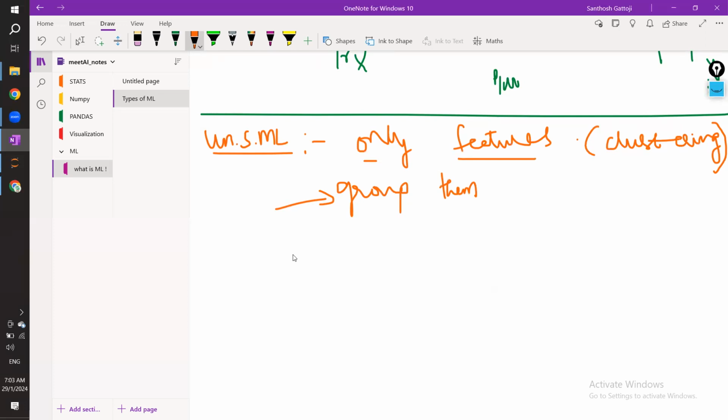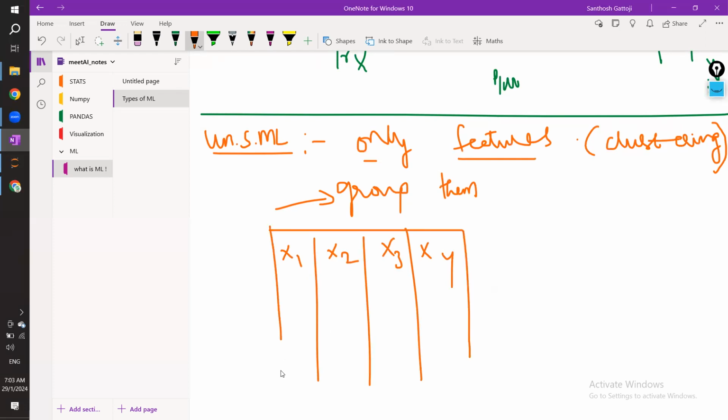But you have just input variables. You have x1, x2, x3, x4, for example. This is the data you are going to have, and these are the input columns. Like this you are going to have it for 1000 persons: p1, p2, up to p1k. That means 1000 persons you are having.